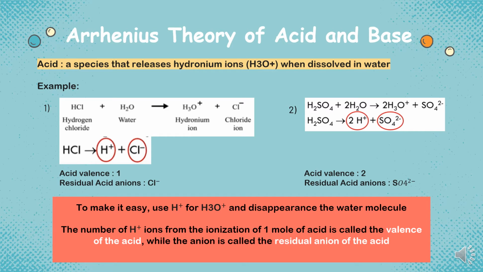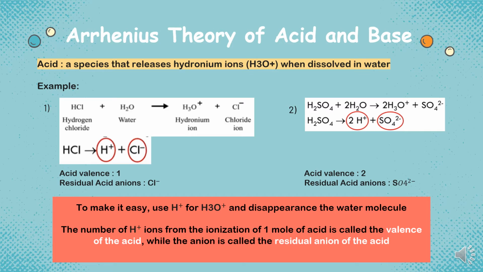Second, sulfuric acid plus water forms hydronium ion plus sulfate ion, shortened to H2SO4 forms 2H+ plus SO4 2-, with acid valence 2 and residual acid anion sulfate ion. An acid that produces 2H+ in water is called a diprotic acid, like in this sulfuric acid compound. To make it easy, use H+ for H3O+ and disregard the water molecule.